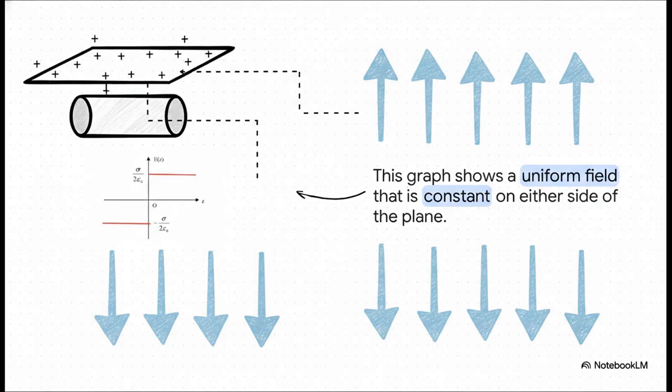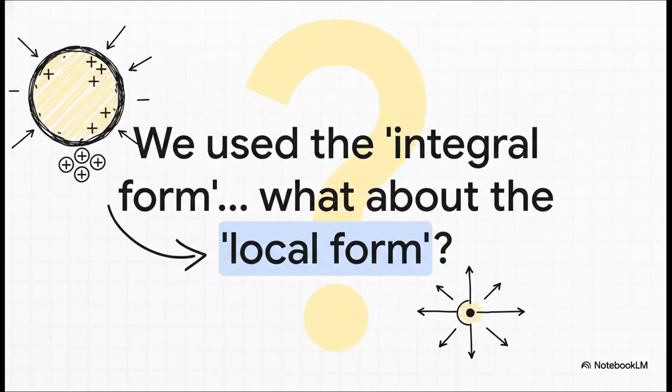And this graph just shows it perfectly. You can see on one side, for any positive z, the field is just some constant value. And on the other side, for negative z, it's the same constant value, just pointing the other way. The key thing is, the magnitude, the strength of that field, is the same everywhere you go. So, what we've just seen is the absolute power of symmetry. We took a problem that looked infinitely hard, and just by being clever and using the right tool, Gauss's law, we made it not so hard at all. And the result we got is this bizarre, perfect, uniform electric field.